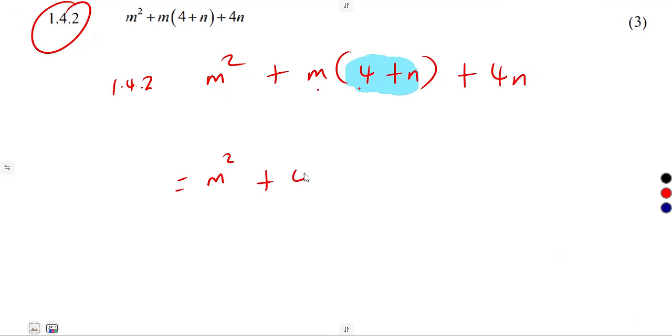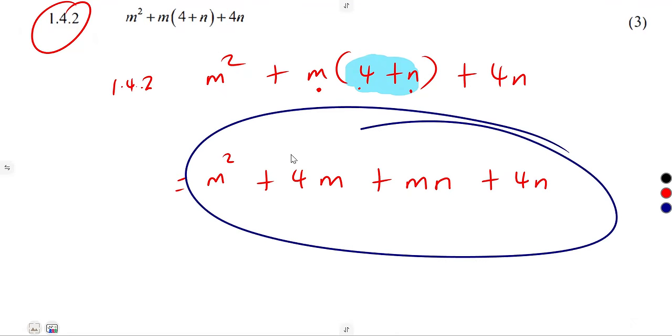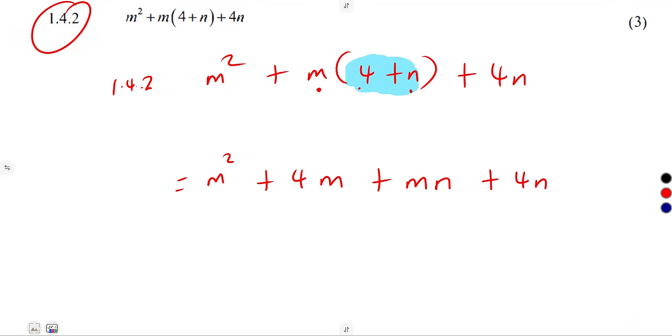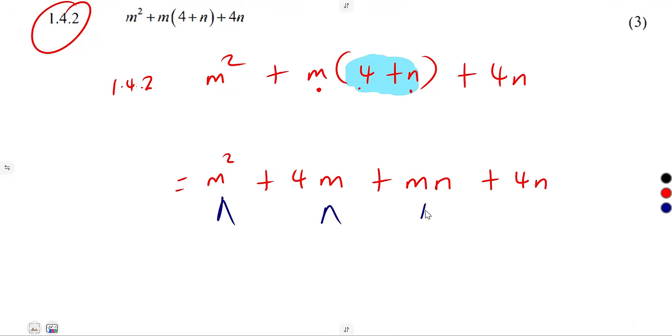m times 4, that is going to give us 4m. m times n, that is going to give us mn. All right, we are done with this bracket. Then we have got 4n here, which is at the end. So by expanding, luckily we can see, okay, this is where we have got 4 terms, where factorization by grouping is very important to be applied. We think about that one, factorization by grouping. This is what we have here. 4 terms, 1, 2, 3, 4.